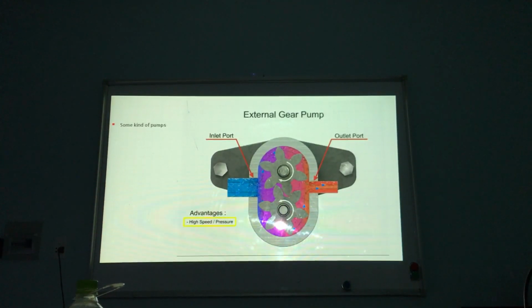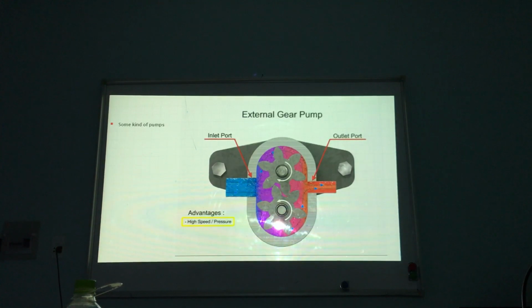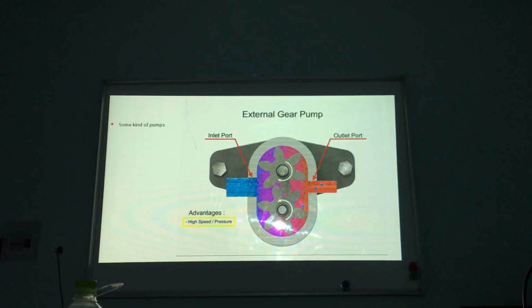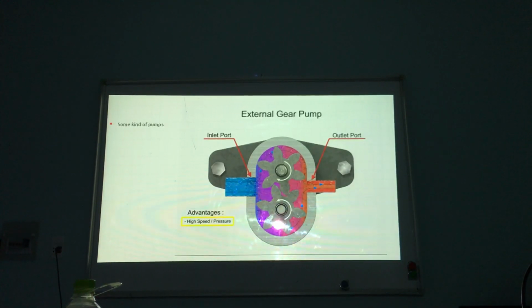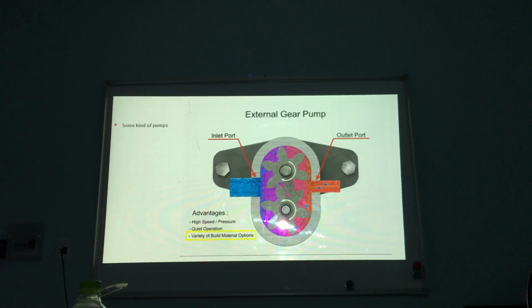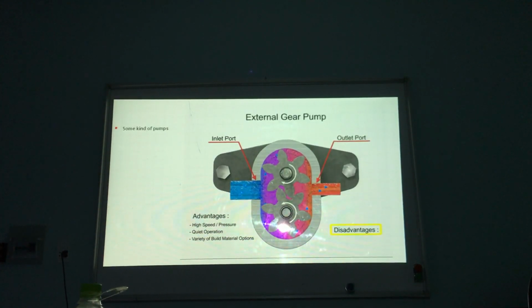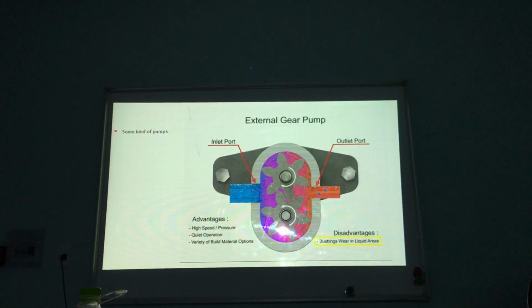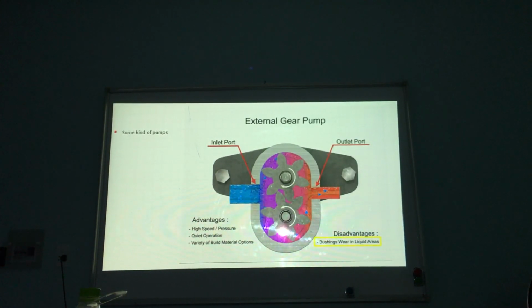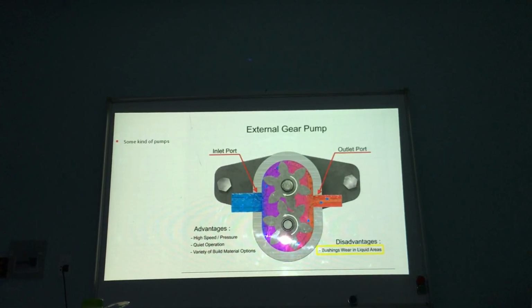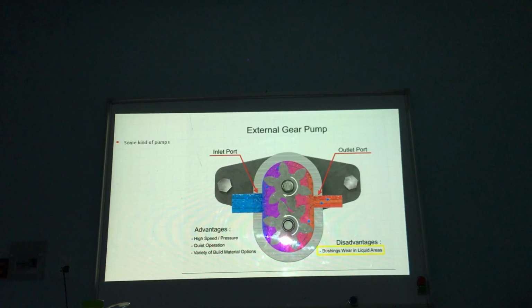The advantages of external gear pumps are their high speed and pressure, relatively quiet operation, and that the design accommodates a wide variety of materials. Disadvantages include that rusting in the liquid area can cause the gears to become worn, and that they have fixed clearances.